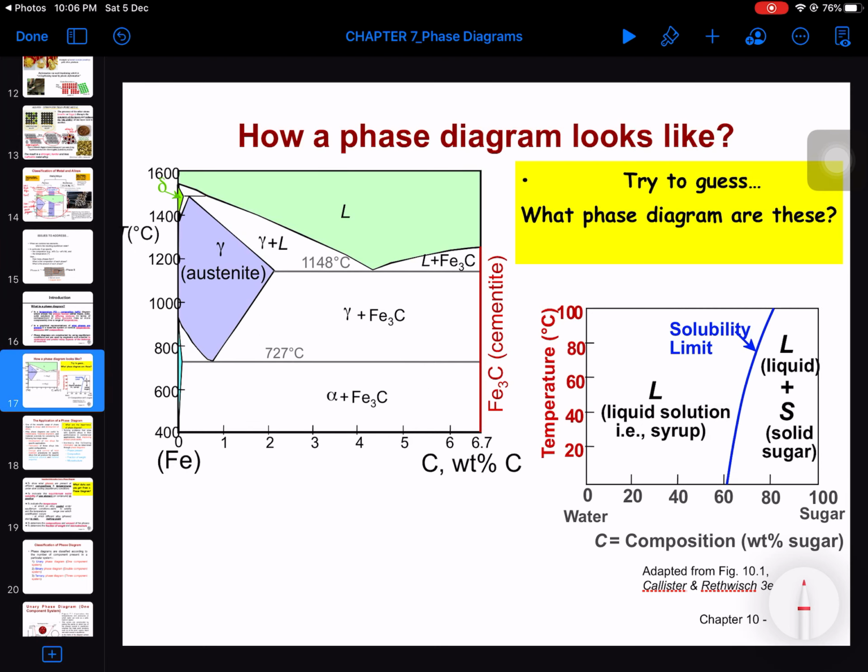So this is how a phase diagram looks like. We have two different types of phase diagram, on your left hand side and on your right hand side. Let's have a look at the one on your left hand side. This is the iron-carbon system, also known as the iron carbide phase diagram.